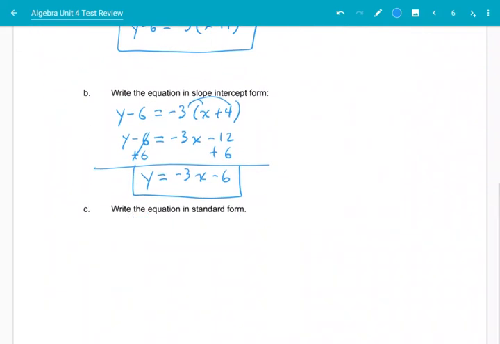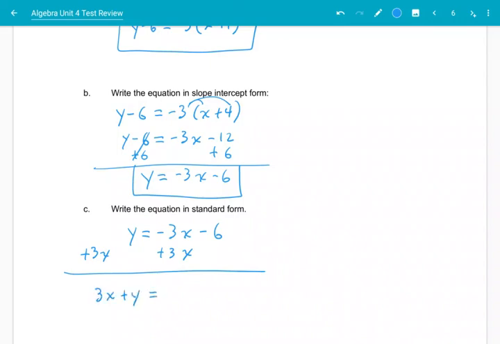Alrighty, and here's the equation in standard form. We just need to move this over to the other side so they're on the same side. So y equals minus 3x minus 6. I will add 3x to both sides. There we go. 3x plus y equals minus 6. And my a and b values are whole numbers and they are positive.